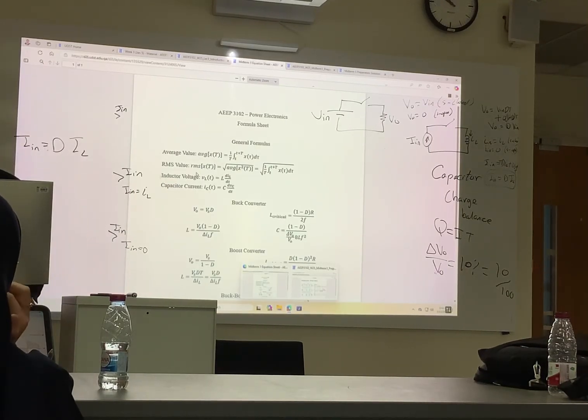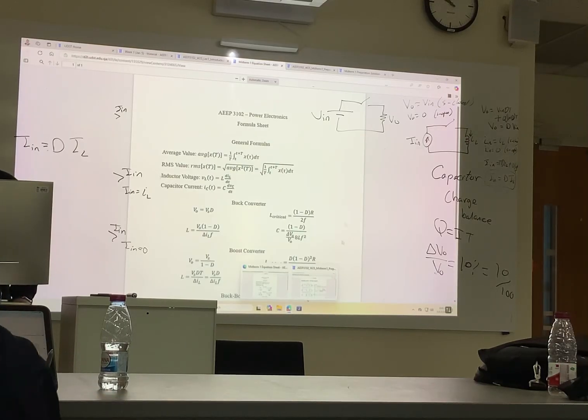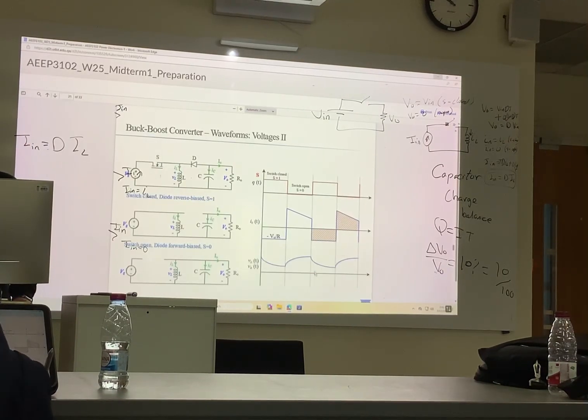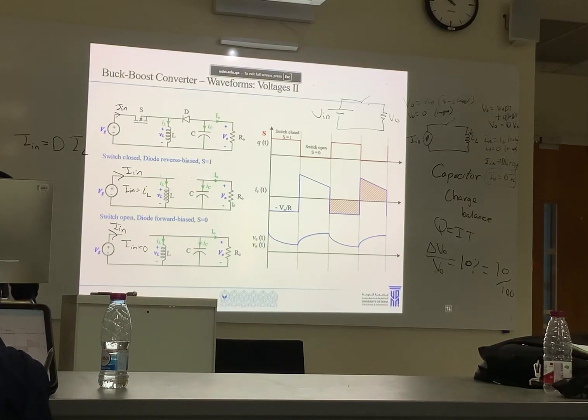Can you revise delta IL closed and open for the buck-boost? For the buck-boost? Okay. Because last class I didn't. Delta IL closed. Yeah, open it. Okay.